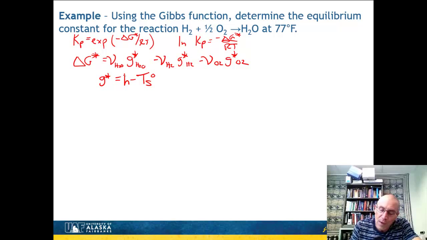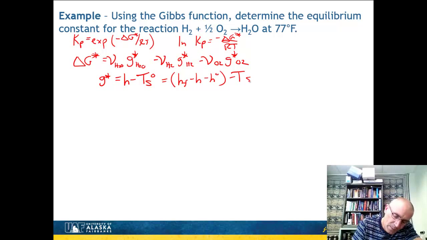This is the enthalpy, ideal gas enthalpy. It's a function of temperature. And remember, I can determine that. We did that in chapter 15. That would be HF minus H superscript 0. That's the three components of the enthalpy minus TS0.